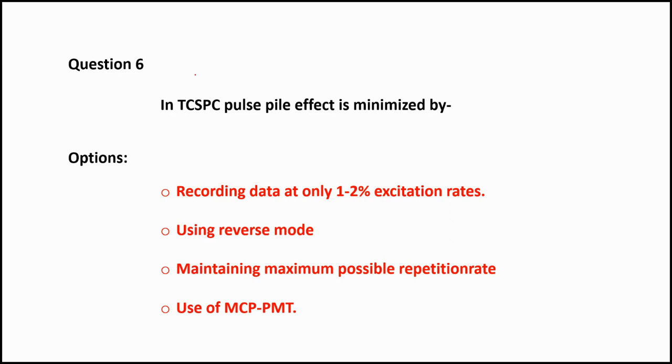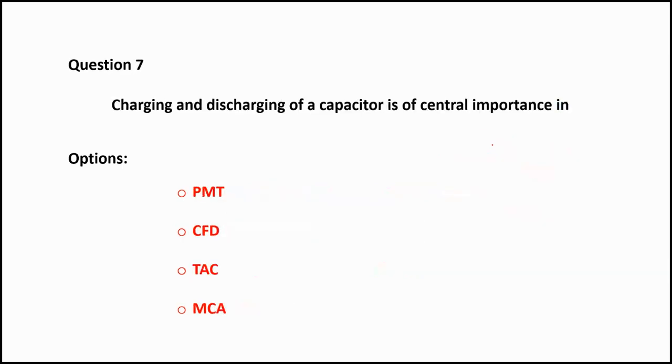The pulse pile-up effect refers to this: suppose you have given a pulse which repeats itself every 10 microseconds. If it gets repeated at such a fast rate, you excite the system with a pulse, it reaches some excited state, and immediately a second pulse comes back. So there will be less resolution and you will not get the precise reading you want. This is the pulse pile-up effect. To minimize it, you should always prefer to record the data at only 1 to 2% of the excitation rates. Now we'll proceed to the next question. Question number 7.